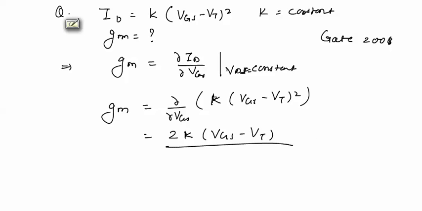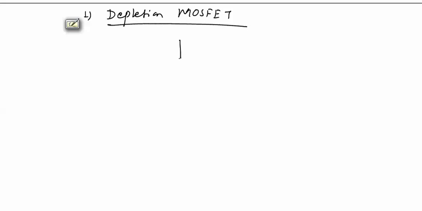Now we will see the circuit symbols for enhancement type MOSFET and depletion type MOSFET. First we will see them for depletion type MOSFET. For depletion type MOSFET, we will have these symbols. This is body terminal, this is source terminal, this is drain terminal, and this is gate terminal.